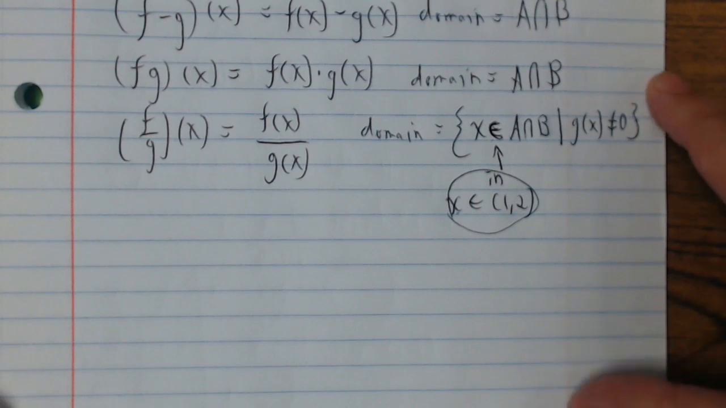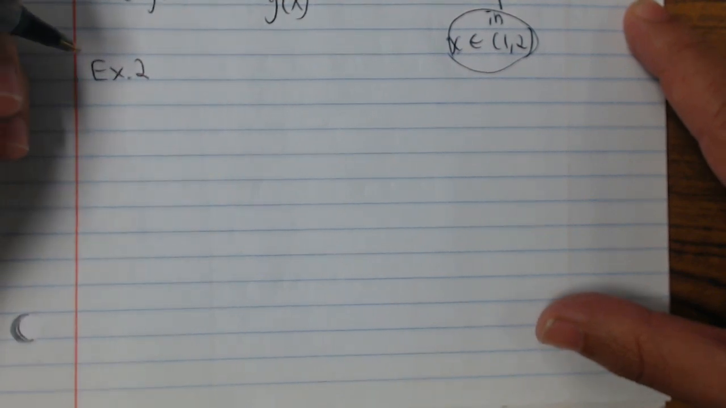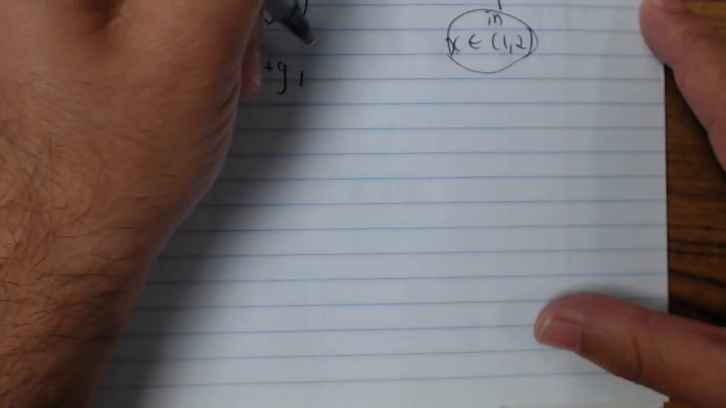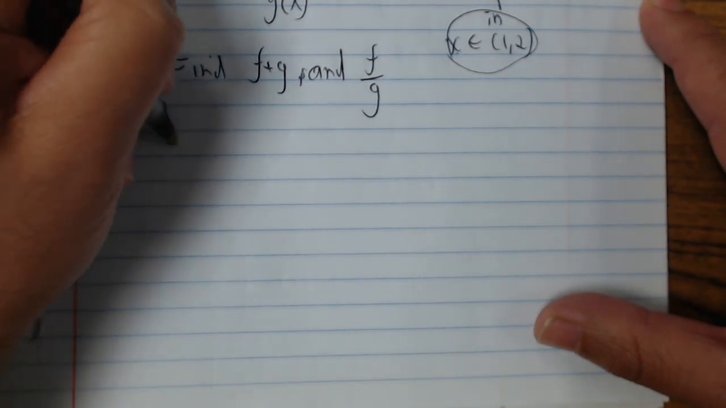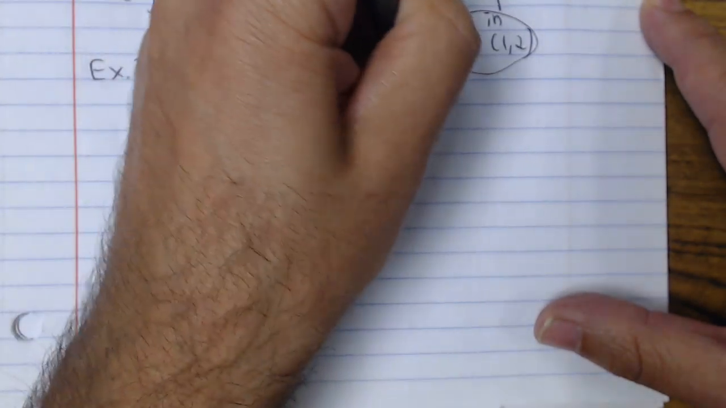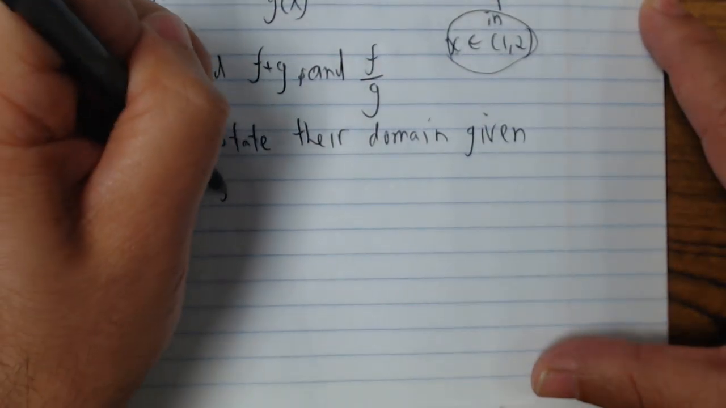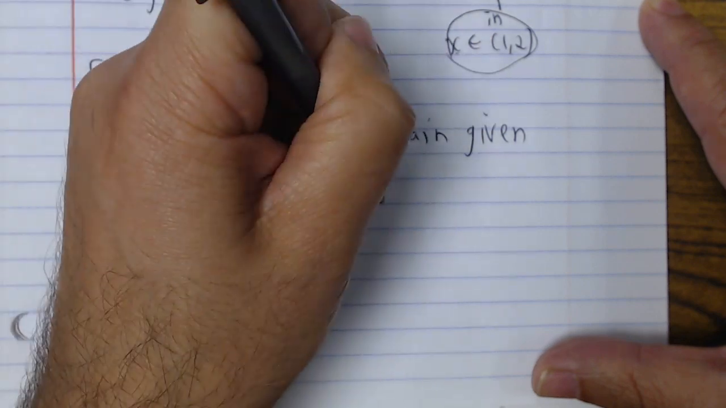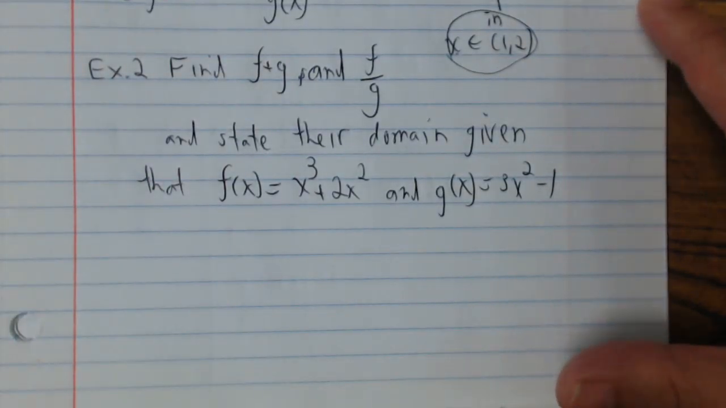Okay, so let's look at our second example. We're going to find f plus g and f divided by g, and state their domain, given that f of x equals x cubed plus 2x squared, and g of x equals 3x squared minus 1. Let's look at this right away.